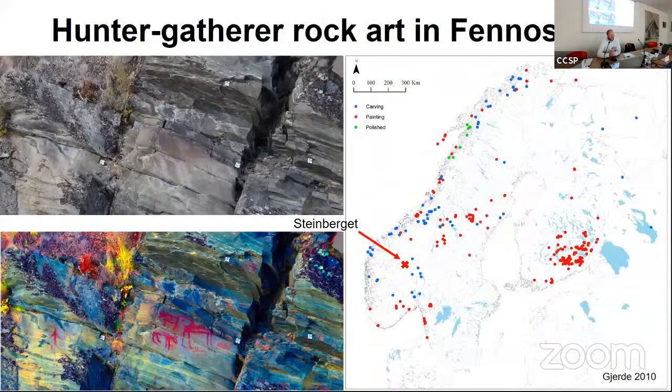So if we then look at the hunter-gatherer rock art of Fennoscandia, this is the distribution map of all the roughly 300 sites that were known when I did my PhD in 2010. Quite a few new sites have come out, but I haven't updated the map yet. This is the new site in Steinberget. You can see here the de-stretch version of it and the original.